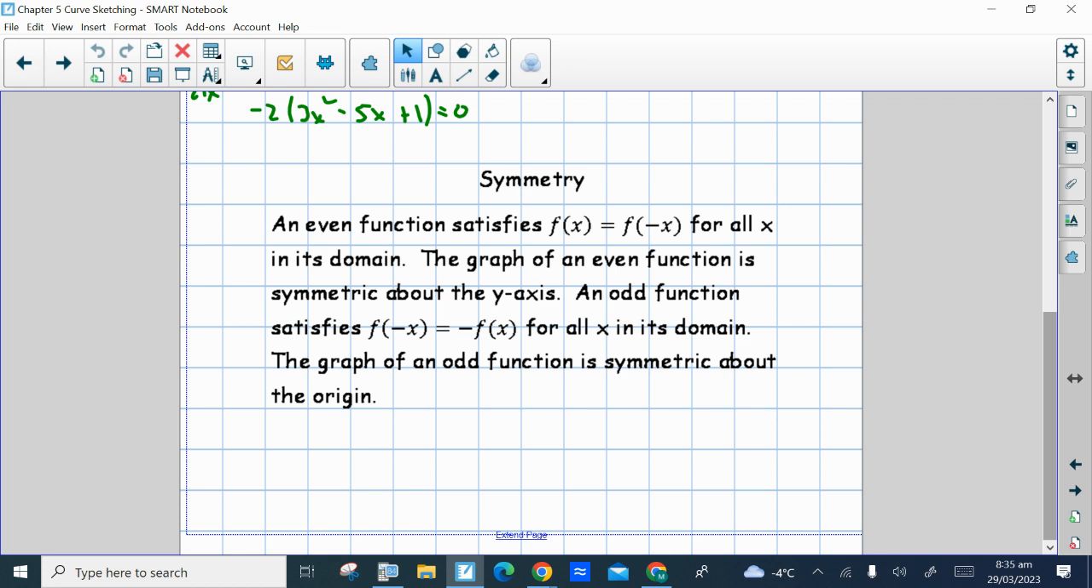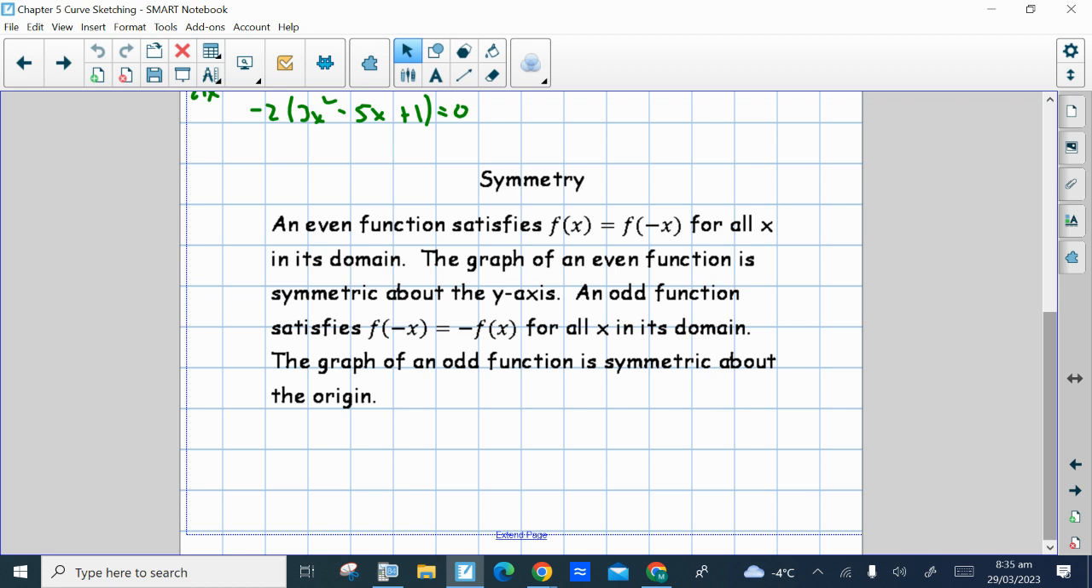The simplest example of that would be the graph of y equals x squared. Y equals x squared is a quadratic, opens up, vertex at the origin, and the y-axis is the axis of symmetry. If you replace x with negative x, you square negative x, all of it, you get x squared. So that's the simplest example of an even function.